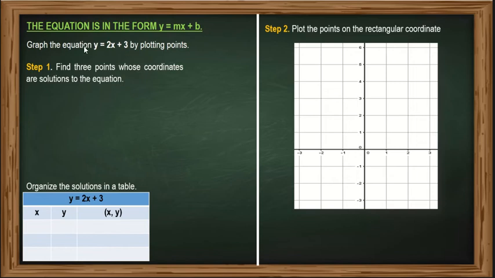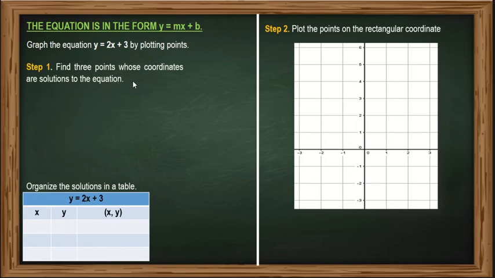Now, what is the advantage of having the equation in this form? The advantage is the equation is already solved for y. So, all you have to do is substitute the values of x. Next question. How many points are needed to graph the line? We need at least 2 points. Pag sinabing at least 2 points, minimum of 2 points. So, let's start now.